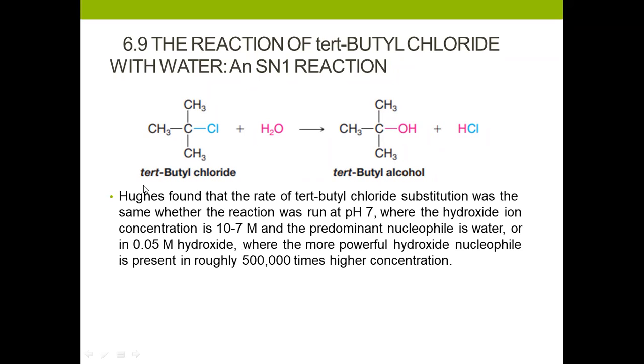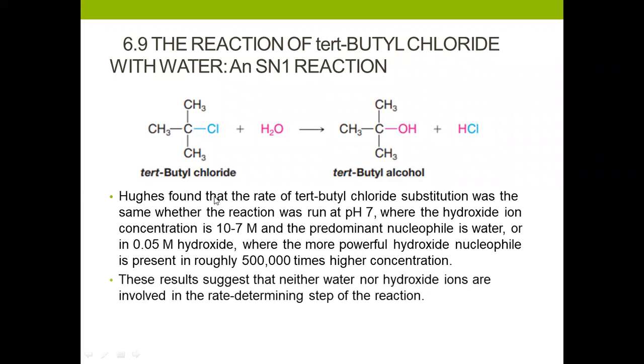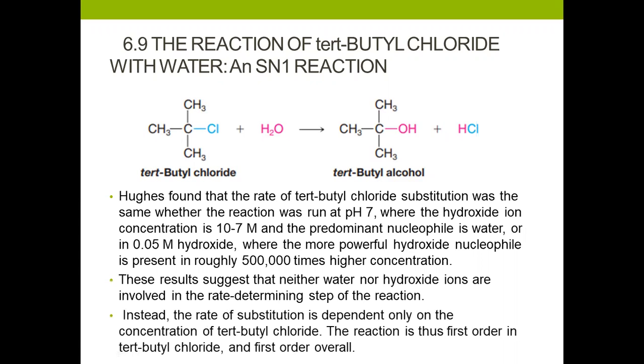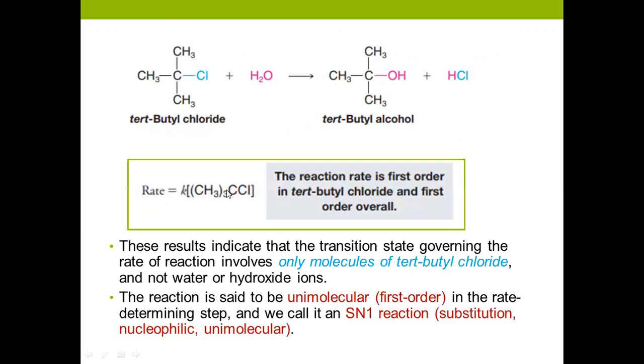It's only dependent on this one reagent here, which is tert-butyl chloride. This result suggests that neither water nor hydroxide is involved in the rate determining step of the reaction. Instead, the rate of substitution is dependent only on the concentration of this one reactant. Because of that, the rate of the reaction is directly proportional to the concentration of tert-butyl chloride. In equation form, rate equals k, where k is the proportionality constant or rate constant, times the concentration of your reagent, in this case your substrate.